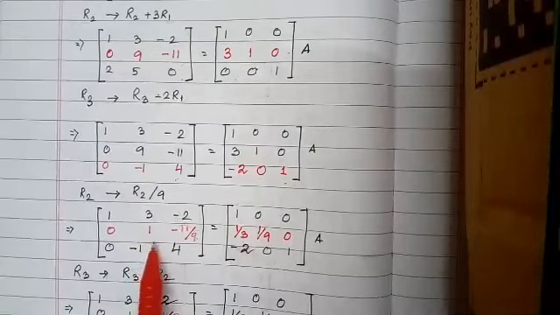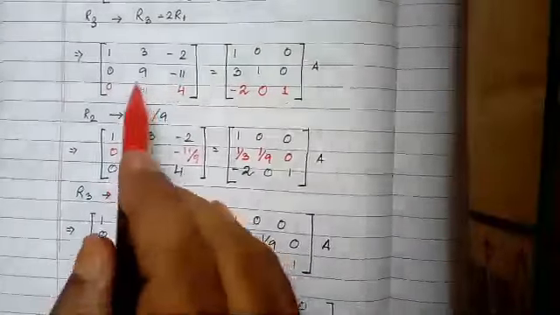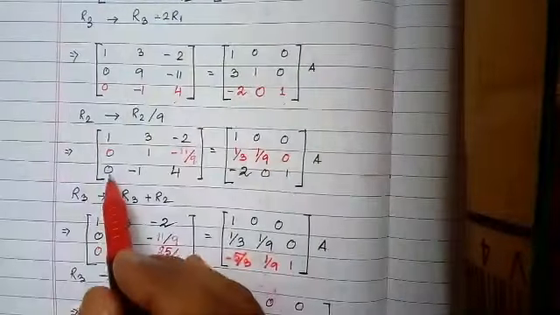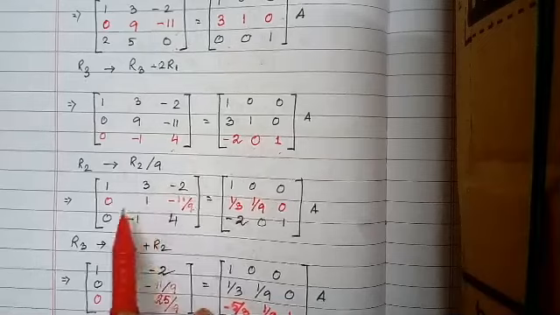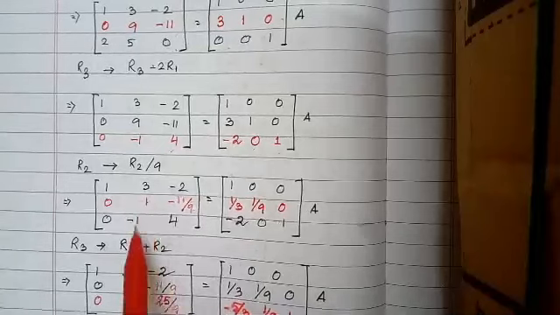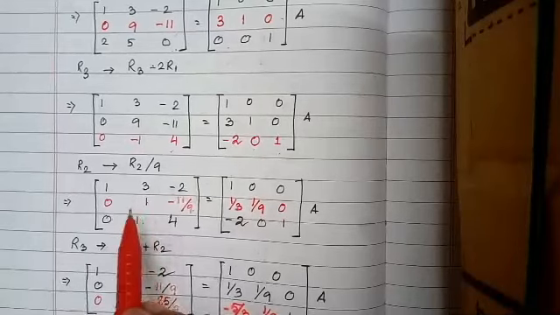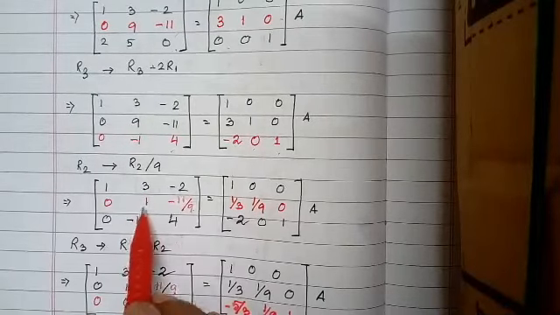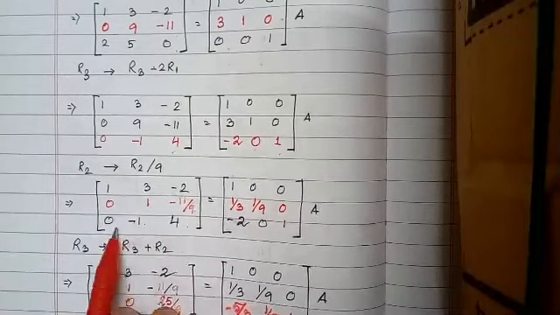Next we have to make this element 0. Now from this we are going to this, but this is already 1, so no need to write any operation for this one. This is already 1. Now after this we have to move to this element, to make it 0. How is this possible? If 1 plus minus 1, these two are added, this will be 0. So R3 is replaced by R3 plus R2.